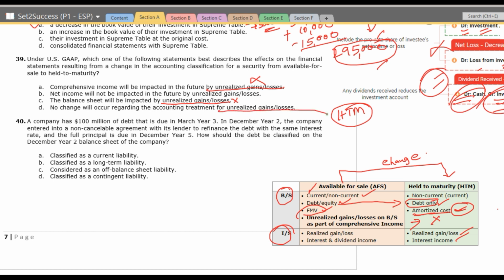There is a change because we are shifting from before. What we used to do, we used to report the unrealized gains and losses on the balance sheet as a part of comprehensive income, but now we are not going to report any unrealized gains or losses. So there is a change in the reporting of unrealized gains or losses. So option B is correct, because net income will not be impacted in the future by unrealized gains and losses, because in held to maturity securities we don't have unrealized gains and losses.